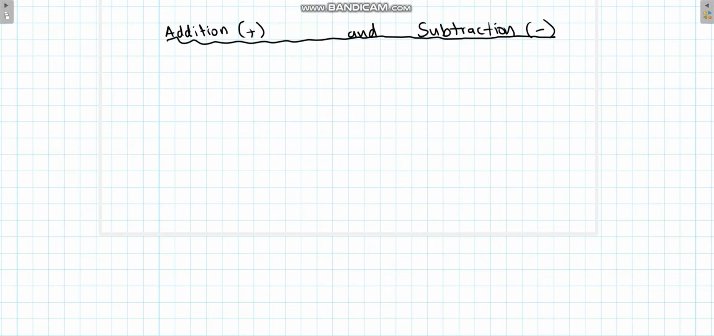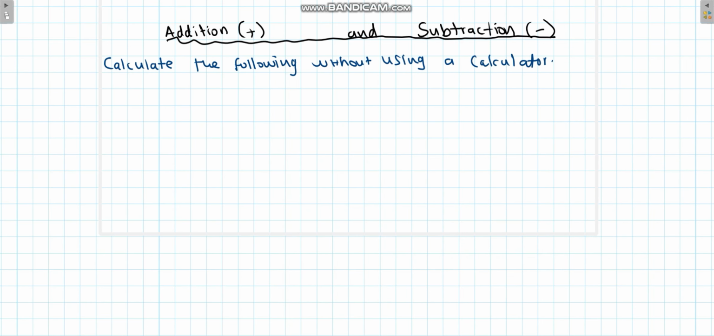Let's start with adding. Number 1, calculate the following without using a calculator. So when they say without using a calculator, you should not use a calculator. You can use a calculator, but do not show them that you're punching everything and then you get your answer. Right? So you must know how to work it out bit by bit. Okay. So number 1, I'll do this thing.